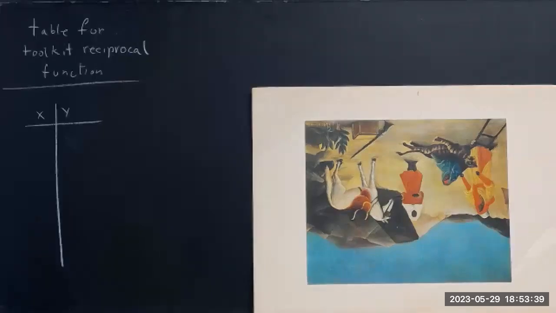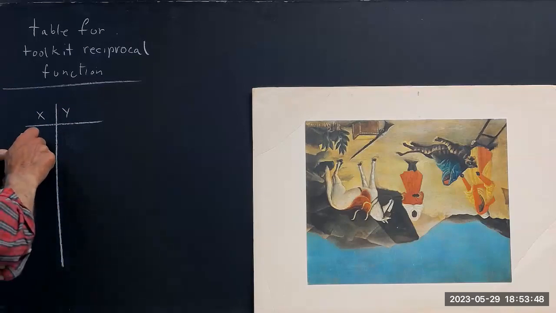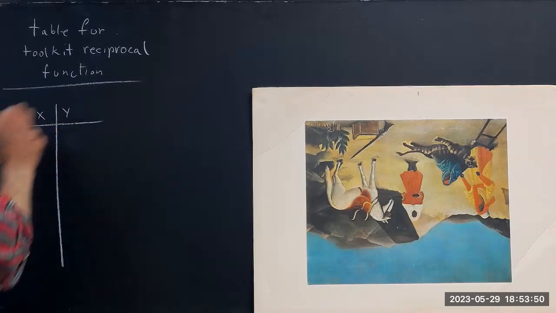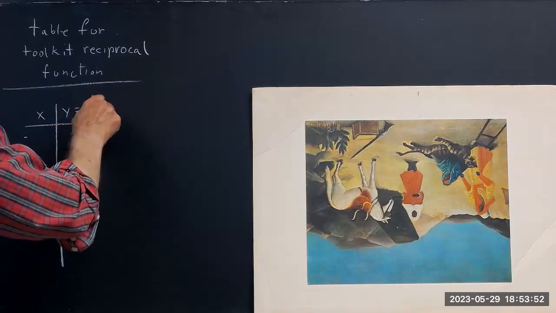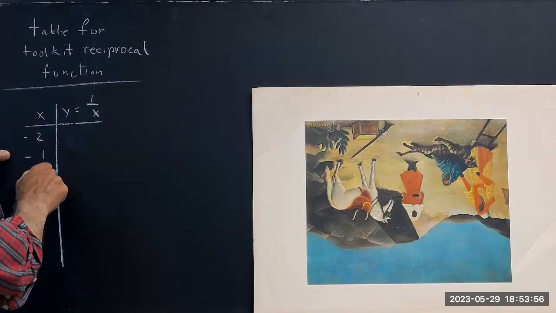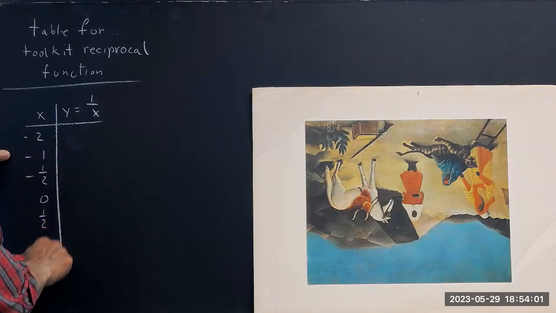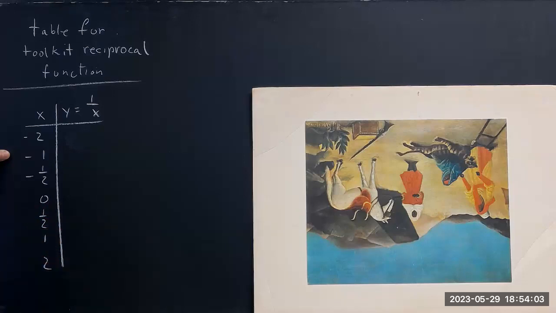Okay, so let's make the table for Toolkit reciprocal function. We're going to use the standard values. We're going to do x versus y, and y is going to equal 1 over x. Okay, so we're going to have -2, -1, -1/2, 0, 1/2, 1, 2.